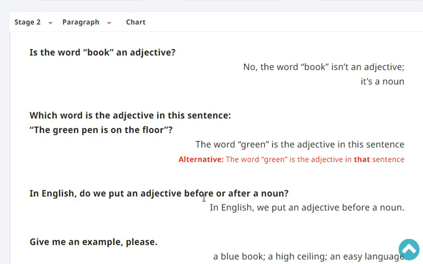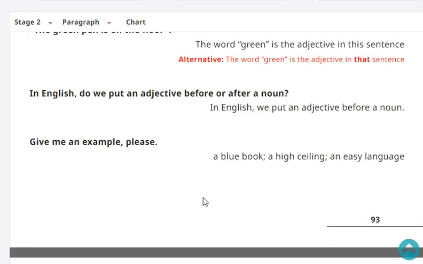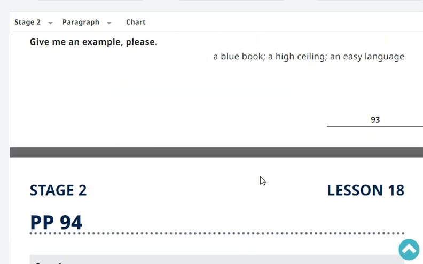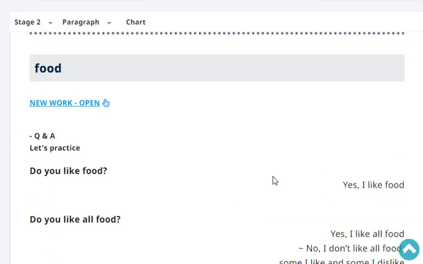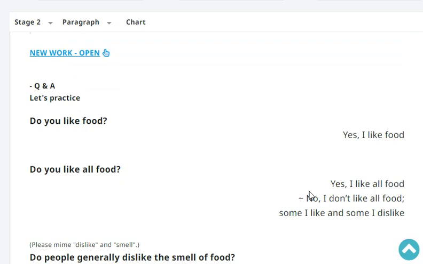But in English, do we put an adjective before or after a noun? In English, we put an adjective before a noun. Very good. Give me an example, please. A blue book, a high ceiling, easy language, etc. Very good.